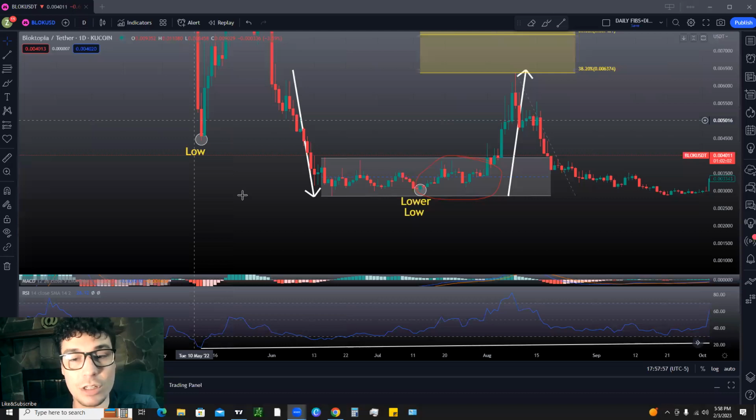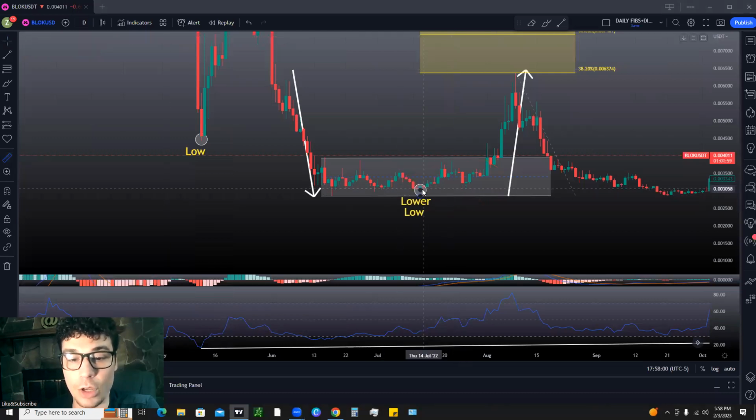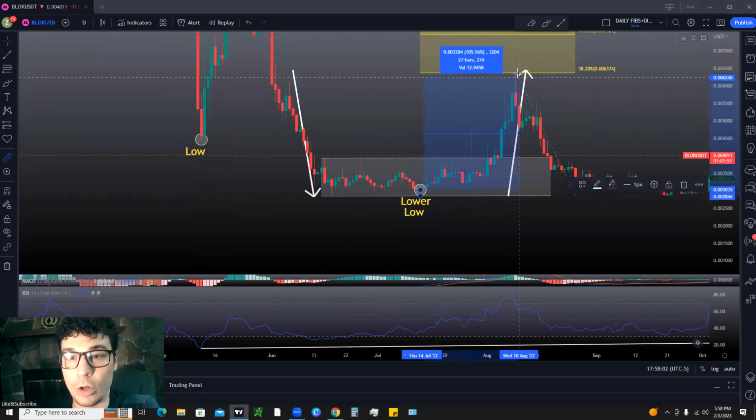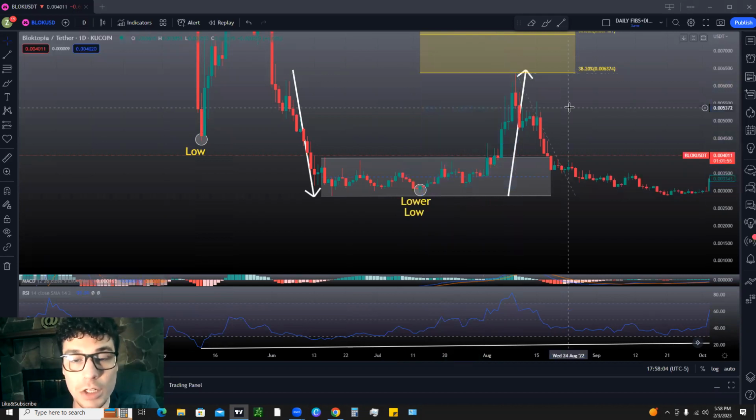Now that bullish divergence was a nice play. Let's say you got in off of it right here and you rode that up to the top, that was over 100% on your trade. Now, nobody's going to be a perfect trader. You don't have to be a perfect trader.